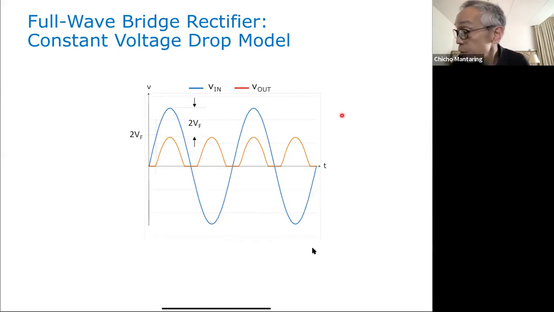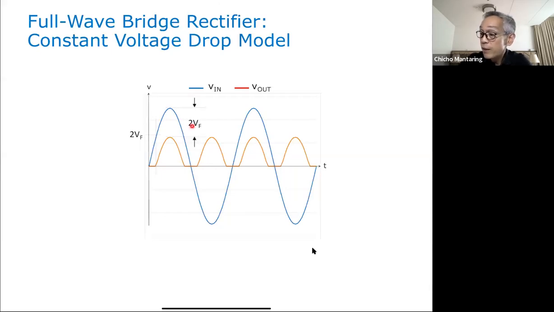Okay, looking at this, this is where you see the disadvantage of your full wave bridge rectifier. Because in our half wave rectifier, the difference between the output and input is only V sub F, because you only have one diode drop. In the two diode full wave, the difference between my output and input is only one diode drop. But in my four diode full wave, the difference between my output and my input is always two diode drops, or two V sub F.